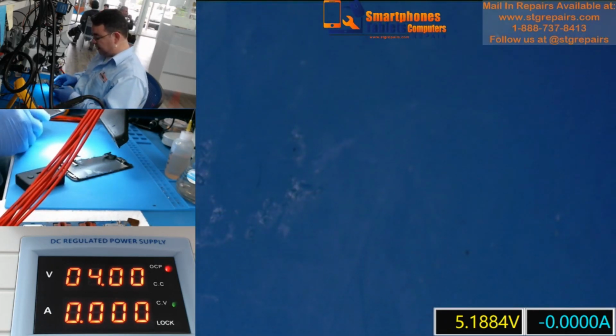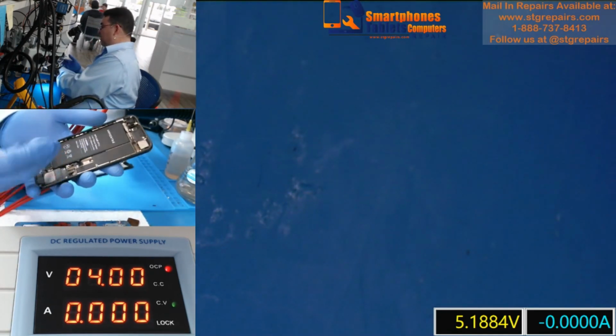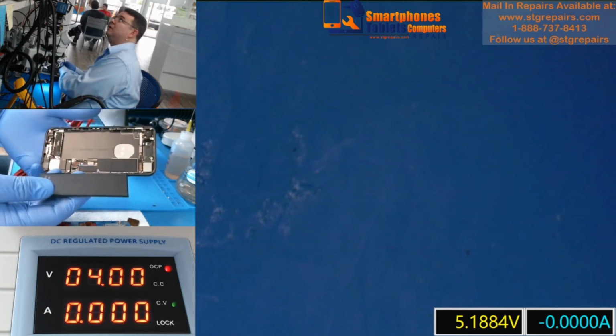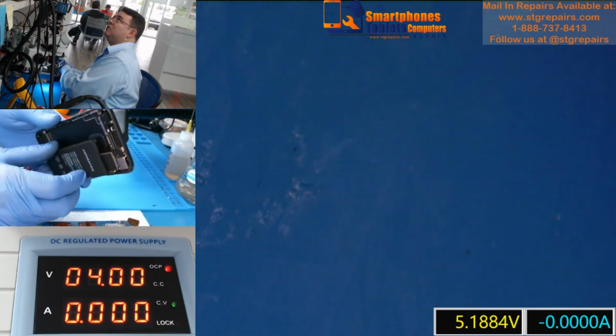In this case, the battery didn't resolve the problem. But imagine, he went to replace the battery, and when I opened this phone, they didn't even put the glue, the tape to hold the battery.